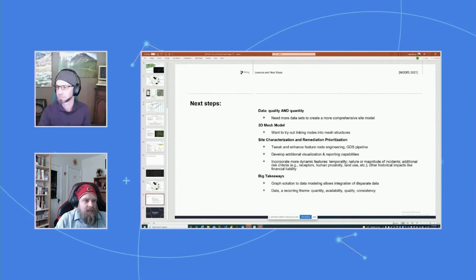One of the key things, and I think this is universal to all of these kinds of projects, experimental or otherwise, is that it always helps to have more data. So more data sets to create a more comprehensive site model. That could mean additional wells and more historical data, more regional geographic data, as well as, importantly, temporal data.